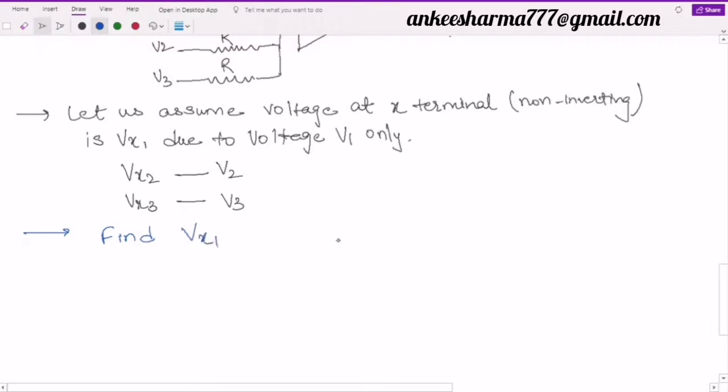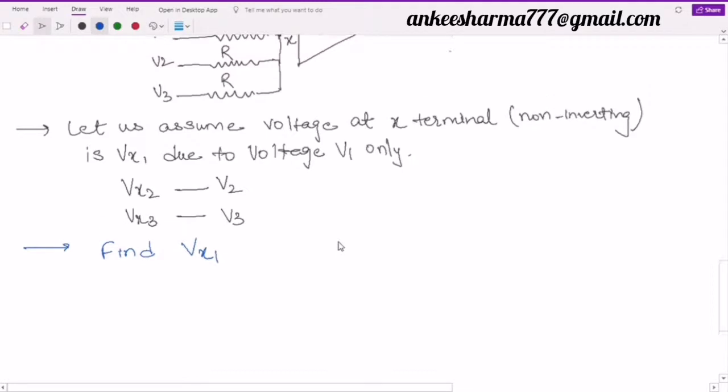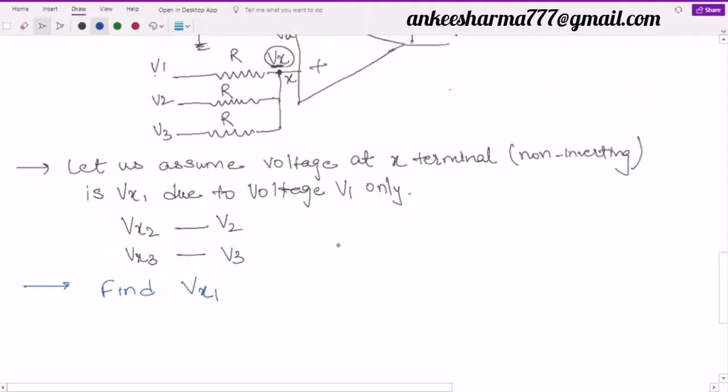So we have to find Vx1, right? So how will I find Vx1? I will make use of this diagram, and in this diagram I will have only one voltage. So I will draw that one for you. This is my voltage. This is V1. This resistance is R, right? So this is the voltage that I am assuming equal to Vx1. And what about these two resistances? These two are connected to ground, because V2 is 0.